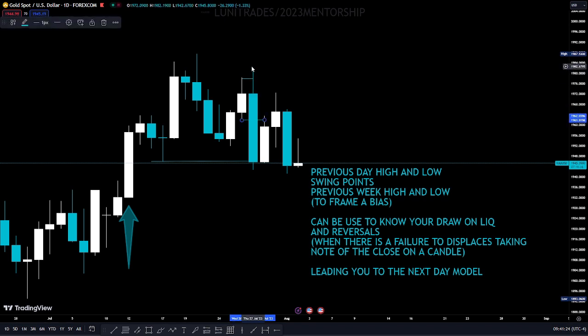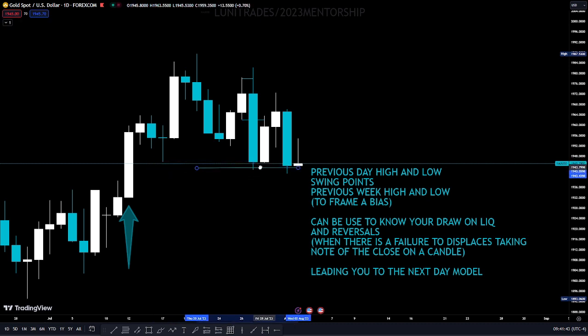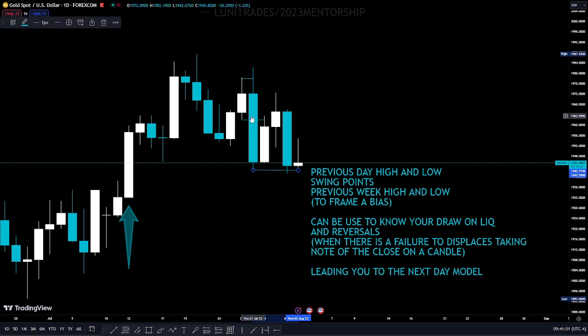It took this high. But now you have to take note of where the price closed. You understand? Price closed below the high, which is this. This is where price closed. For this candle here, the next day you should be anticipating a bearish candle taking this low. But what happened? Price didn't take either the low or the high.